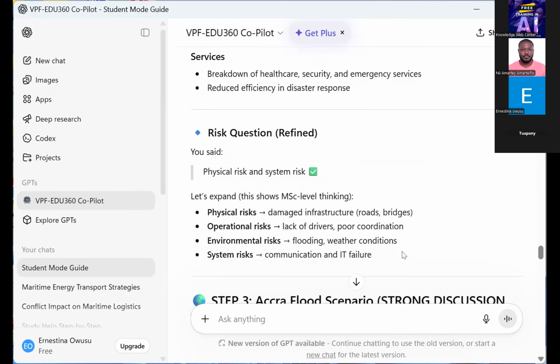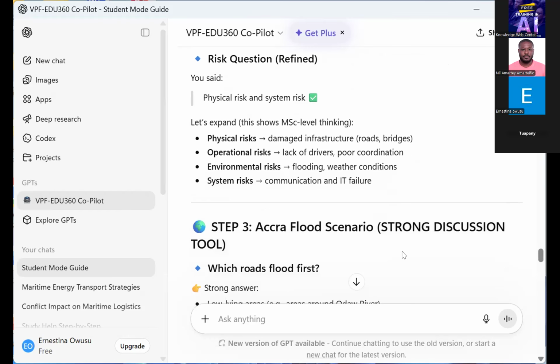With the risks question, I said physical risks and system risks. With the physical risks, we talked about damaged infrastructure, such as roads and bridges. Operational risks: lack of drivers, poor coordination. Environmental risks: flooding, weather conditions. System risks: communication and IT failure.